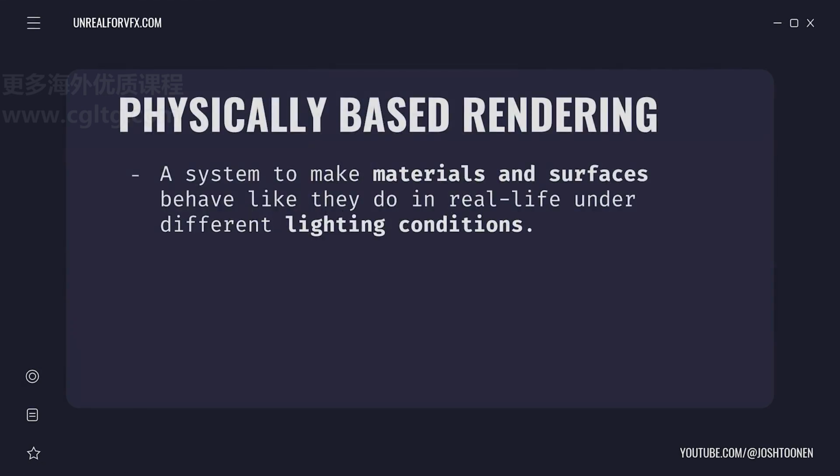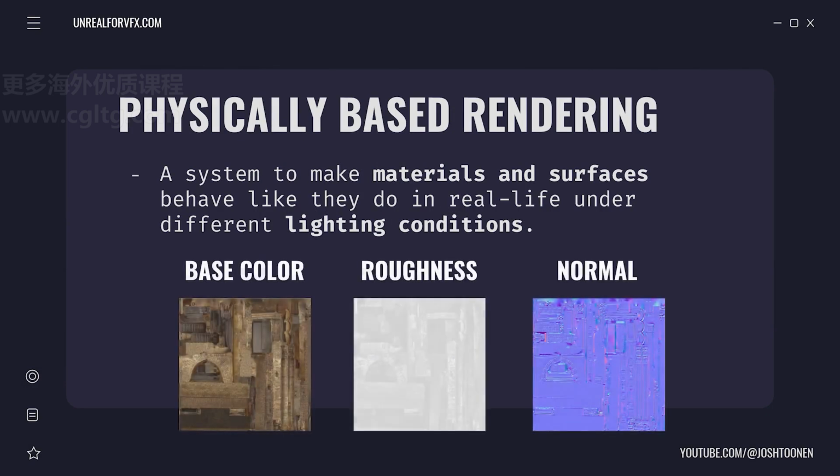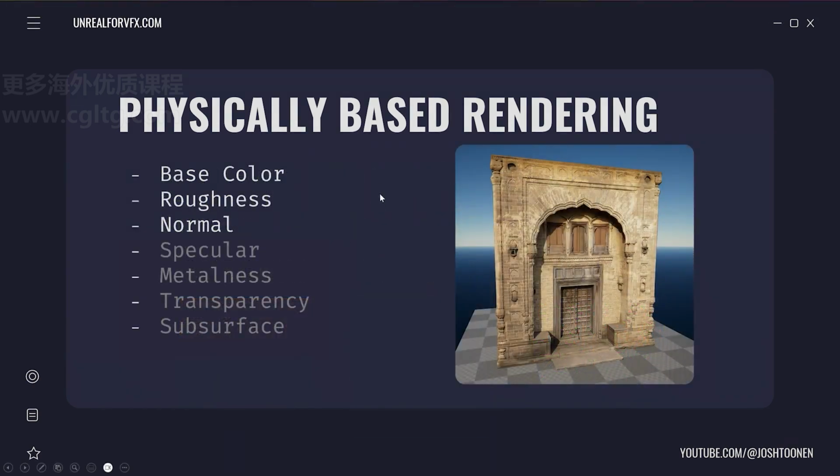PBR is just a system where we have image channels that define how objects react to light in the real world. We want to create everything in a photorealistic way so that we can add lights into our scene, rotate our lights around, and have everything react dynamically in a photorealistic way. So every single PBR material consists of base color, roughness, and normal maps. So let's talk about what that is.